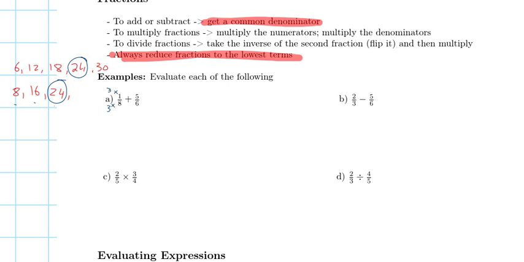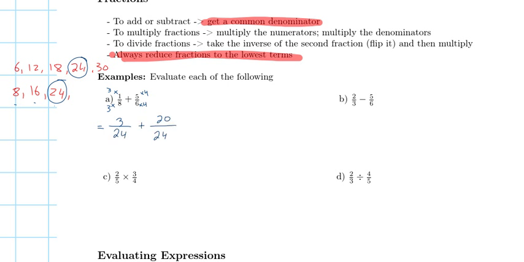Okay? How about 6? What do I multiply 6 by to give me 24? So that's 1, 2, 3, 4, right? So I have to multiply 6 by 4, and I have to do the same for the numerator. When I'm dealing with fractions, anything I do to the denominator, I have to do for the numerator. So that gives me 3 over 24 plus 20 over 24.